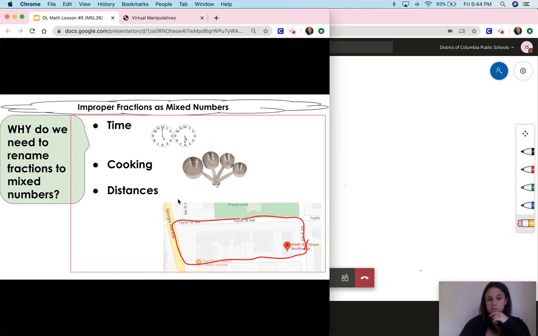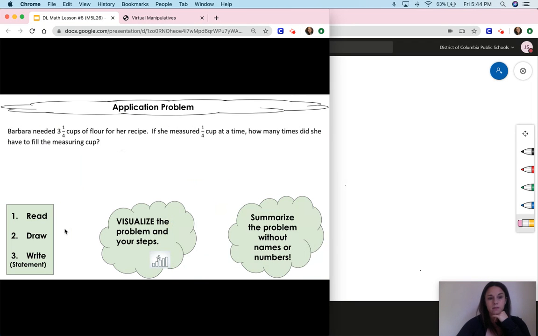The application problem is going to ask us to use this skill in real life. Remember, we use improper fractions and mixed numbers all the time in real life to think about time, to think about cooking, to think about distances. Today's example talks about cooking. Fill in the blank when I pause so you can make sure you're paying attention.